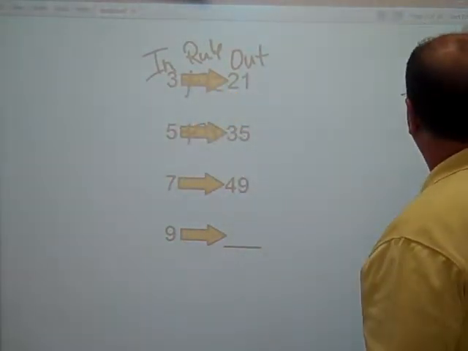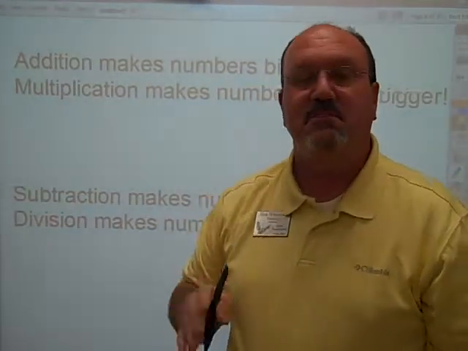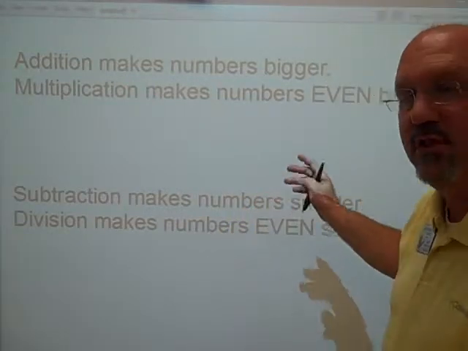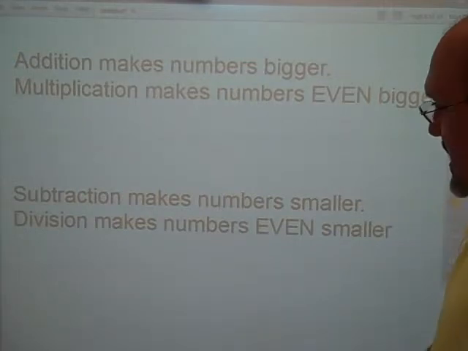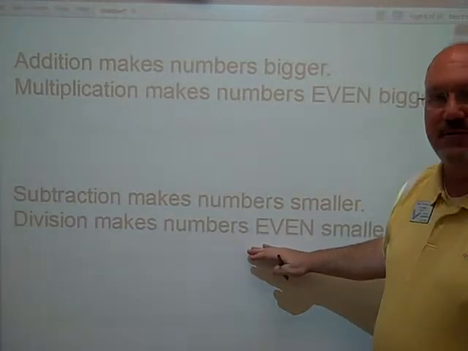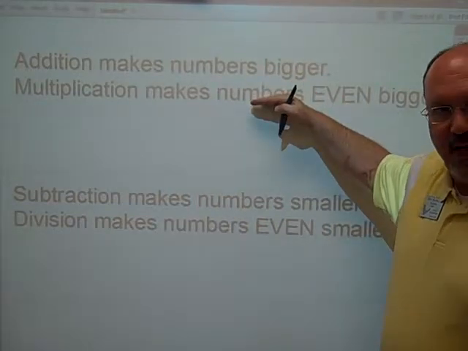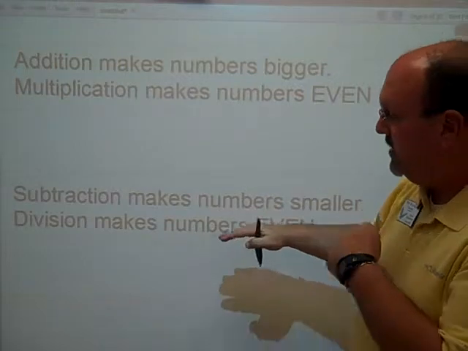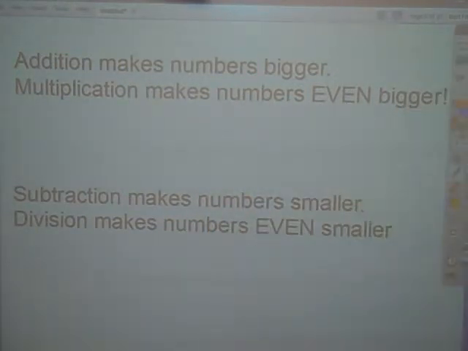Again, one thing we tell the kids, a little rule to remember, is addition makes numbers bigger, multiplication makes numbers even bigger, subtraction makes numbers smaller, and division makes numbers even smaller. So when that number is getting bigger, we know that we're either adding or multiplying. If the number from the left to the right in an input-output table is getting smaller, we know that we are subtracting or dividing. Remember, this is a rule. Let you look at it real quick.